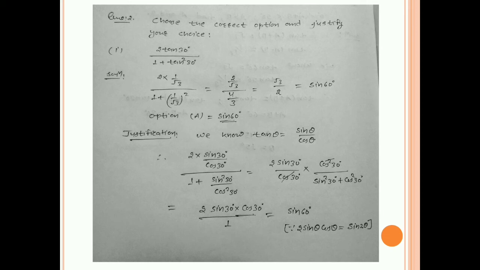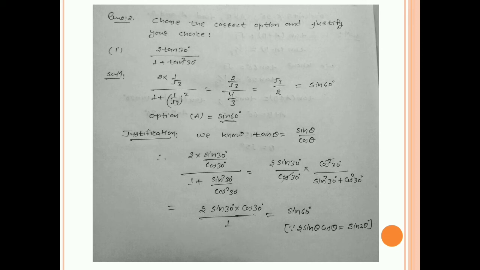So from table if we see, then sin 60 is root 3 by 2. But cos 30 degree is also root 3 by 2. So we have to choose whether to take sin 60 degree or cos 30 degree. So for that there is justification provided.